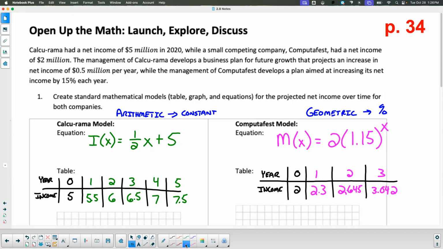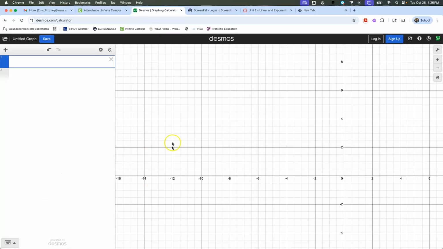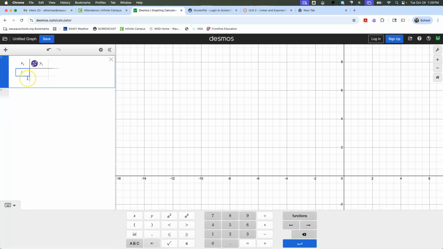Now, let's compare those. Do you have these written down? Yeah, okay, good, because I'm going to make you read them off for me. I'm not going to have you guys graph these. I'm going to graph them for you here on Desmos. So we've got 0, 1, 2, 3, 4, 5. How many years did we go out? 6?